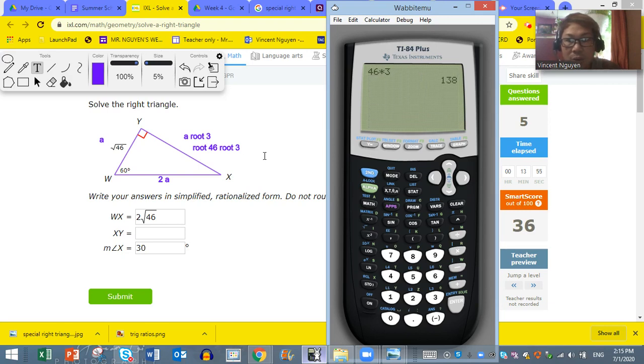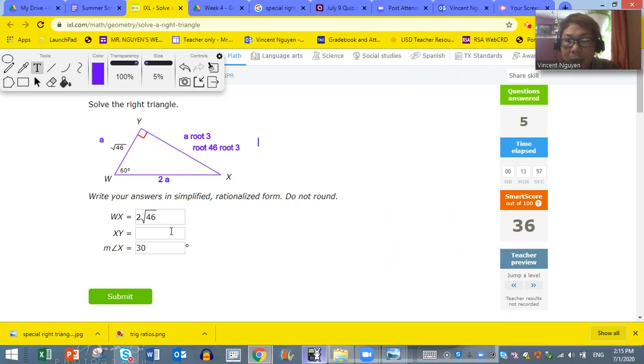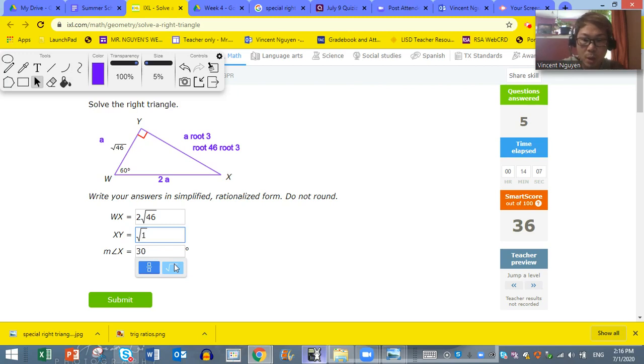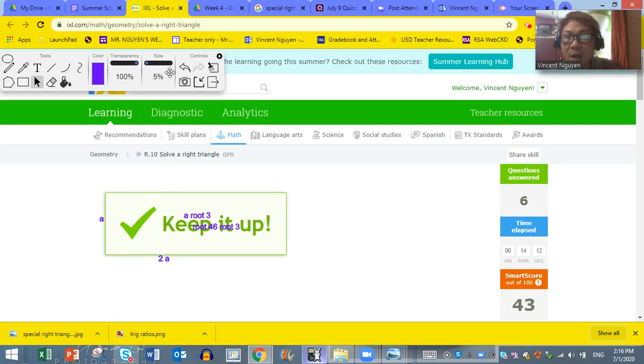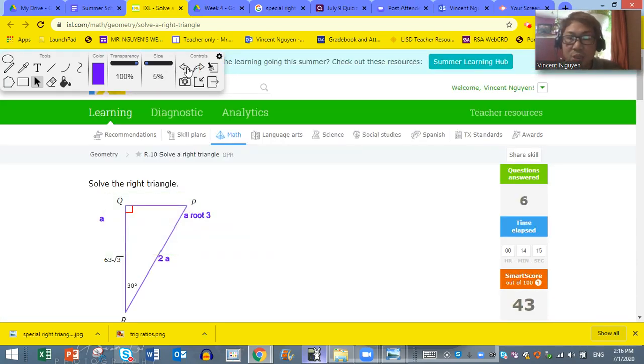Okay, so I'm going to go back over here and say the long leg would be the square root of 138, because I couldn't simplify that. Submit. Yeah. Okay. Next one.